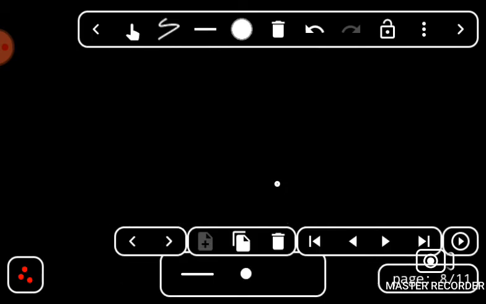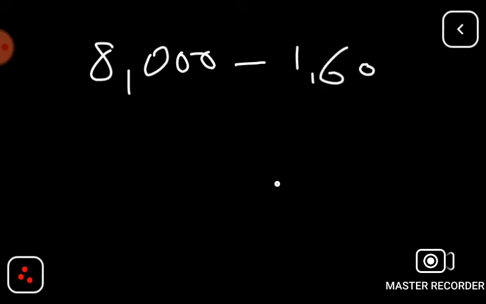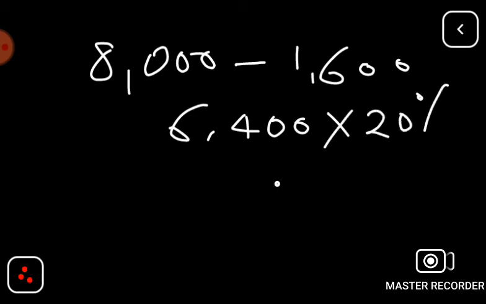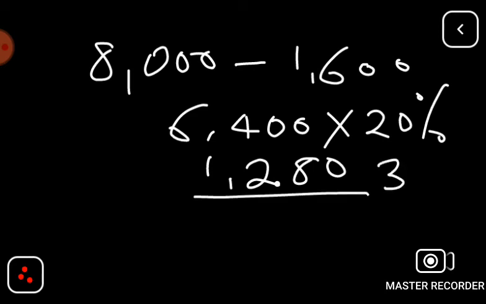Now, let's compute for the third year. In your third year, you had 8,000, I mean second year. Then you subtract the depreciation for the second year, which is 1,600. You're going to get your 6,400 multiplied by 20%. Then you get your depreciation for the third year, which is 1,280.